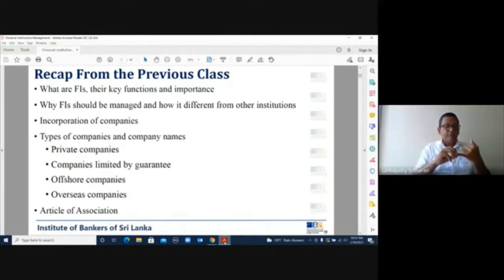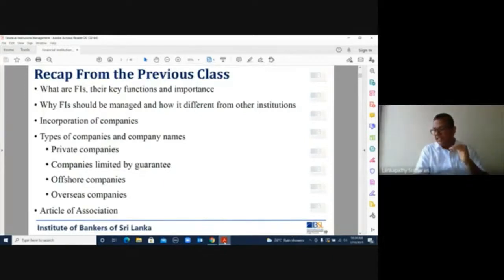The first one is the private companies, another is the public company or listed public companies, and other companies, offshore companies and overseas companies. We saw 3 or 4 categories under the limited liability company. Then we saw the articles of association, and what aspects have to be included in them. You asked 2-4 questions and I clarified them, but I would like to further clarify those questions before starting today's session.